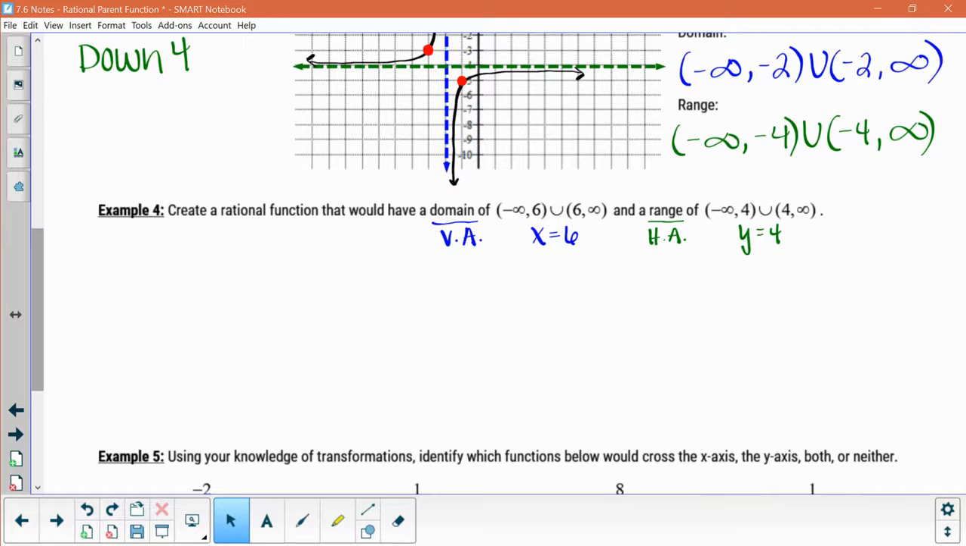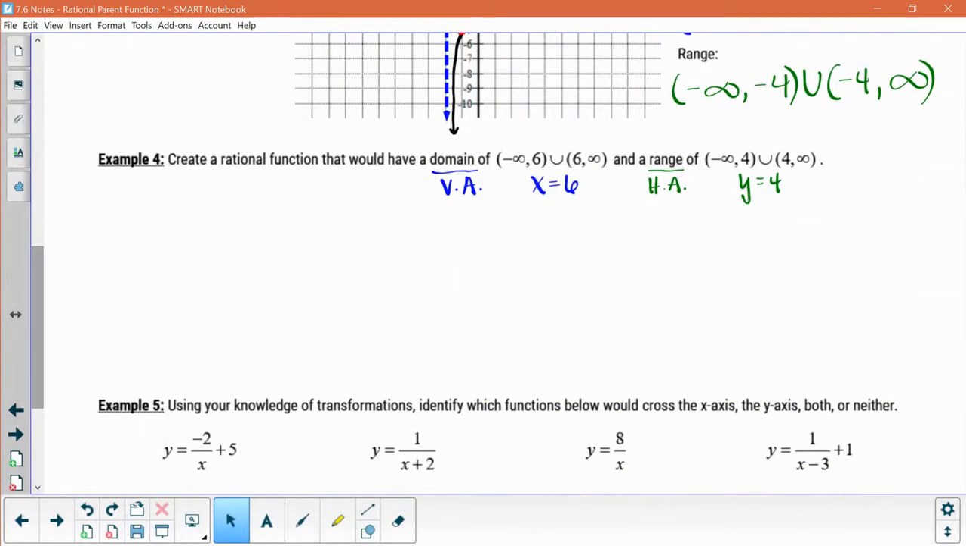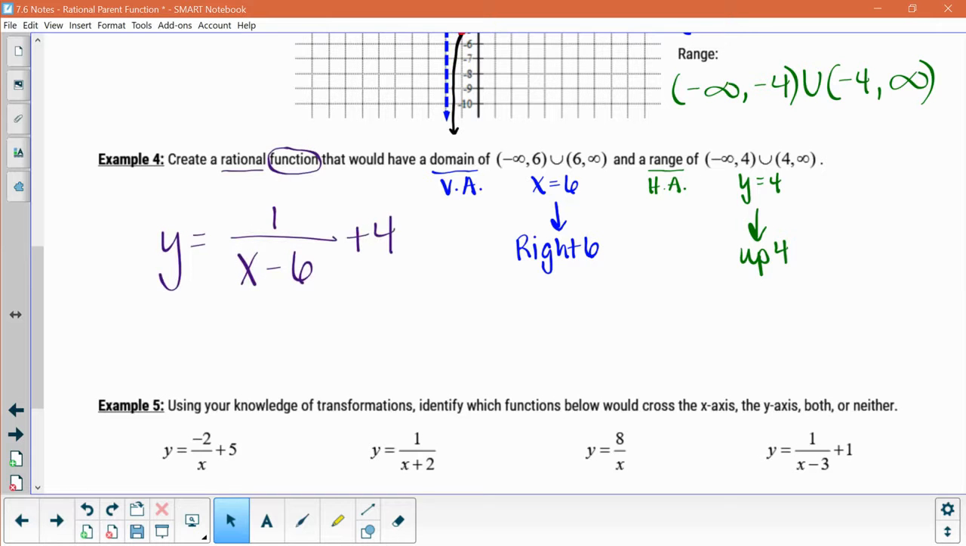And then from here, all we have to remember is that our shifts left, right tell us where our vertical asymptotes and horizontal asymptotes end up being. So if I'm at x equals 6, that means I moved right 6 from the parent function. And if I have a horizontal asymptote at y equals 4, that means my graph from the parent function went up 4. And then all I have to do is take these and apply them to a rational function. So I get y is equal to 1 over x minus 6. Be careful here because we're going to have to write the opposite of what we would think when we see right 6. And I have plus 4 to shift it up 4.